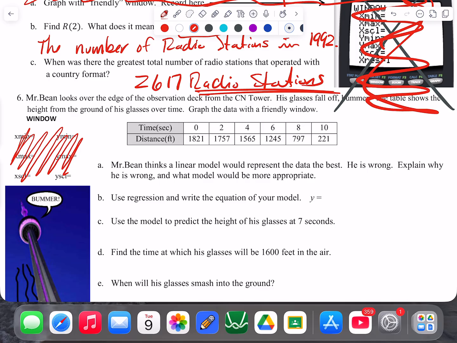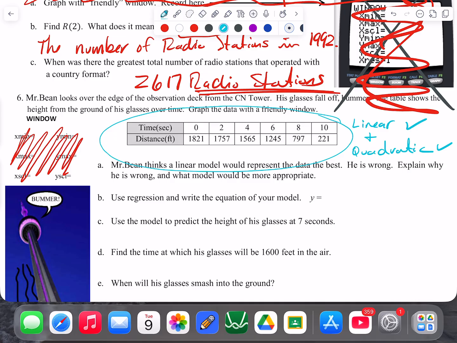Okay, so we have a word problem here. And Mr. Bean thinks it's a linear model. So regardless, when you take the test, you need to go in not knowing if it's linear or quadratic. You need to figure it out. So we're going to see if Mr. Bean is right or wrong. When you do this on Desmos, you're going to enter the table and you're going to have to check both the linear and the quadratic and see which is a better fit.